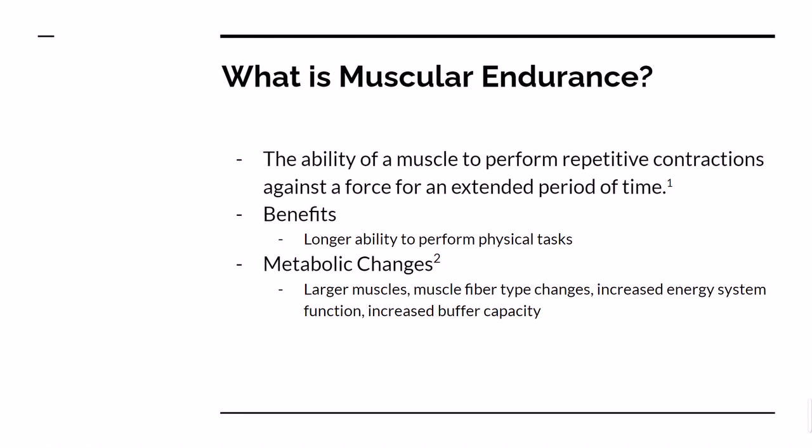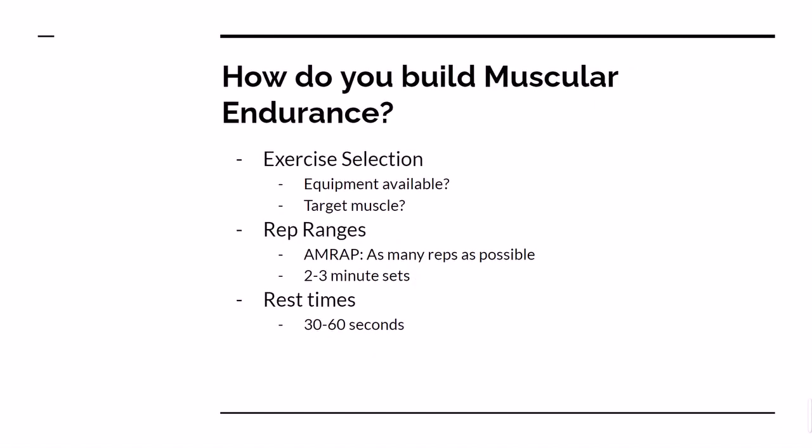Some of the benefits of doing this is it actually increases your ability to perform physical tasks for a longer period of time. So some metabolic changes that we will actually see with muscular endurance are larger muscles, different muscle fiber type changes, increased energy system function, and increased buffer capacity within the muscles.